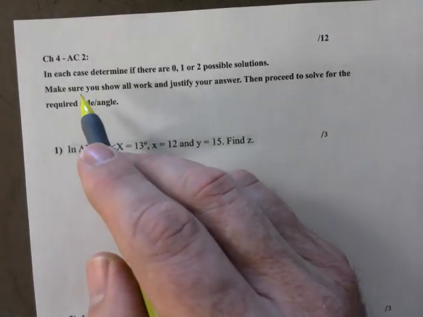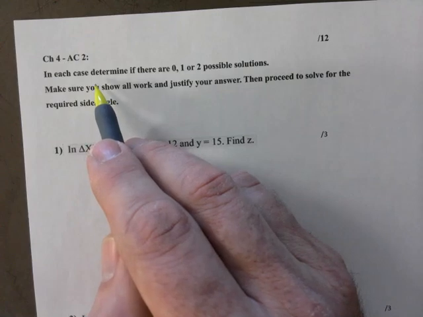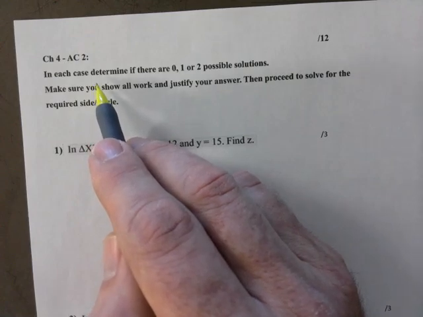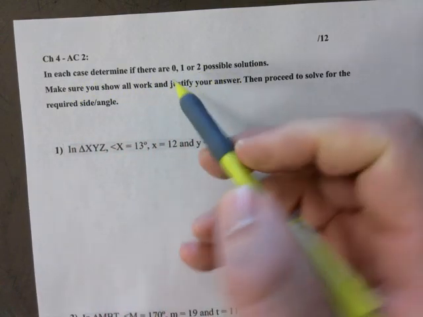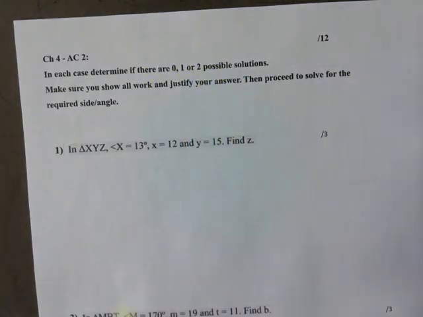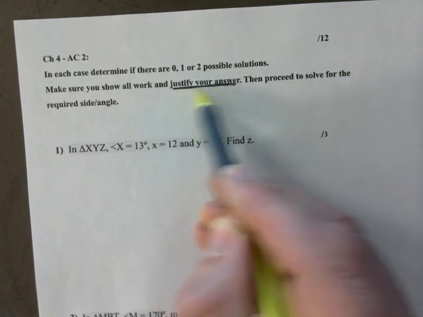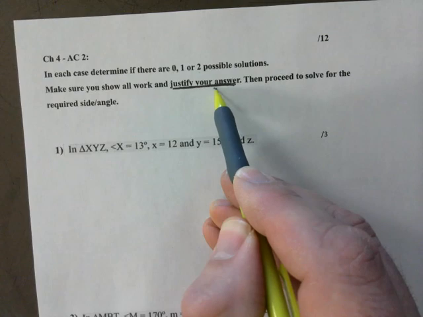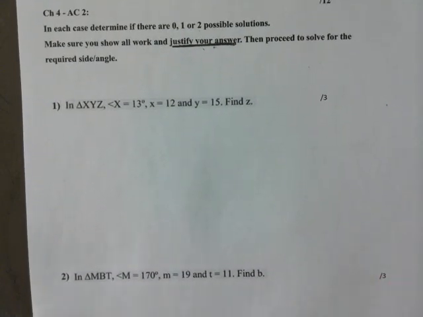So maybe I will do some from scratch, and some I'll just ask you to look at the key. In each case, determine if there's 0, 1, or 2 possible solutions. So this is prompting you for it. Make sure you show all your work. Justify your answer. That's where your marks are going to lie. And you can guess, but there's a 33% chance that you get this right. So I don't want you to guess. I want you to know for sure. So justify your answer, then proceed to solve the required side or angle.